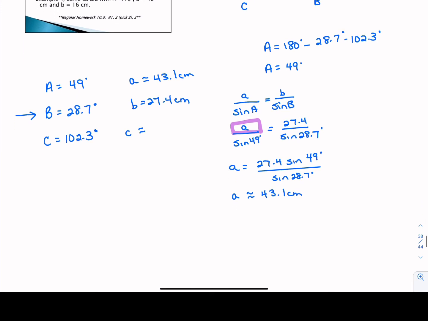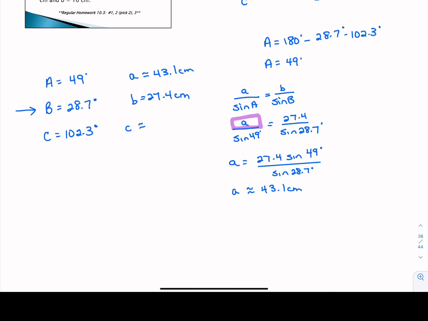Now if we want to solve for c, the part of the sine law that we're concerned with now is c divided by the sine of angle C, and we know that we can set that equal to b over sine B. So the b value we're given is 27.4 centimeters divided by the sine of 28.7 degrees.